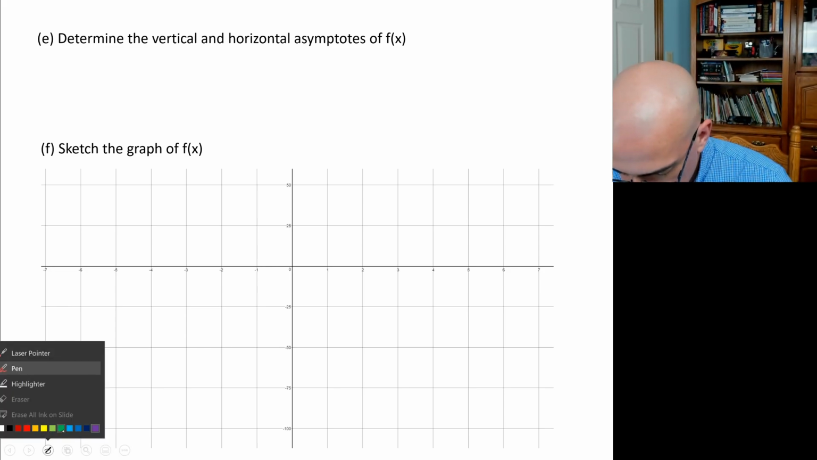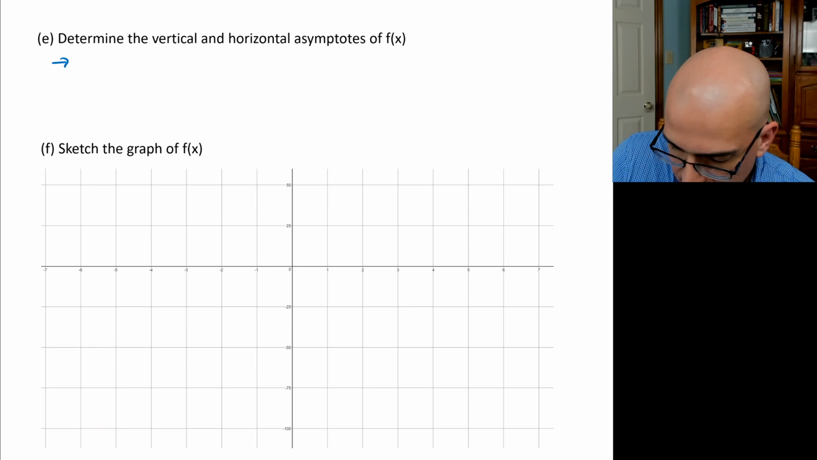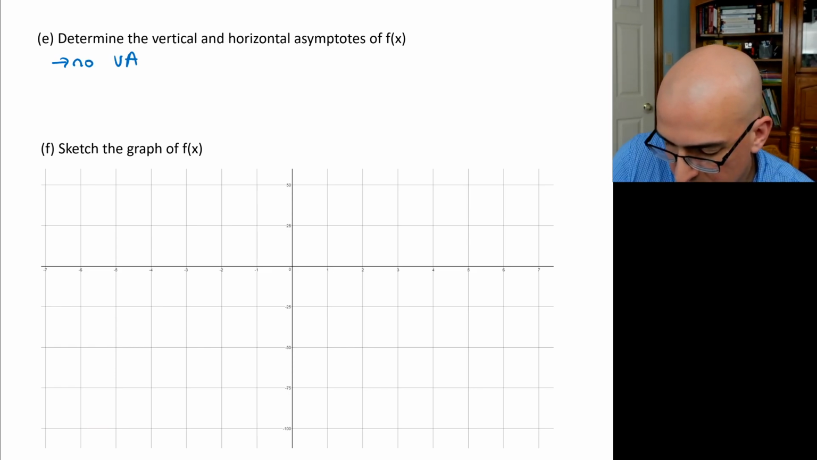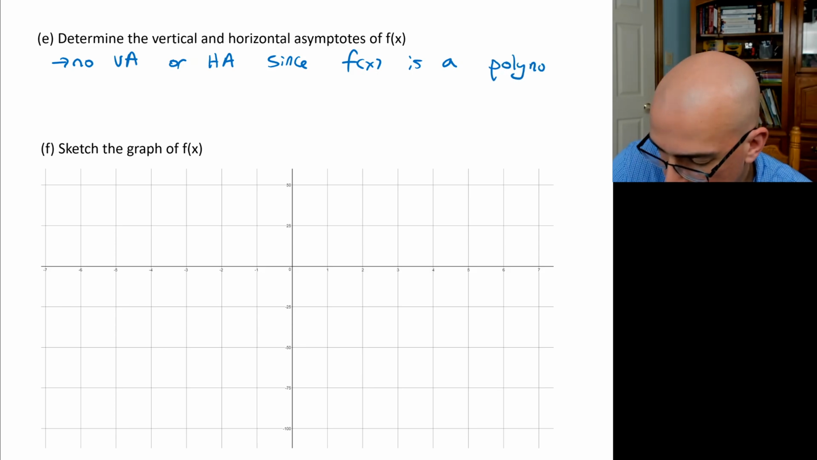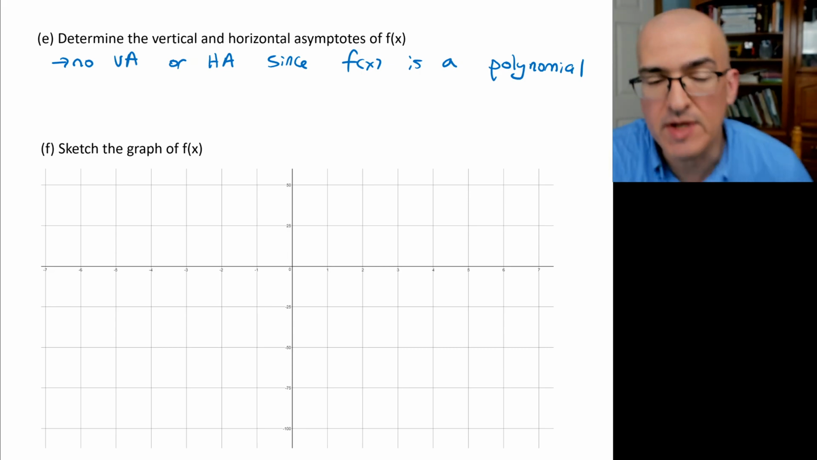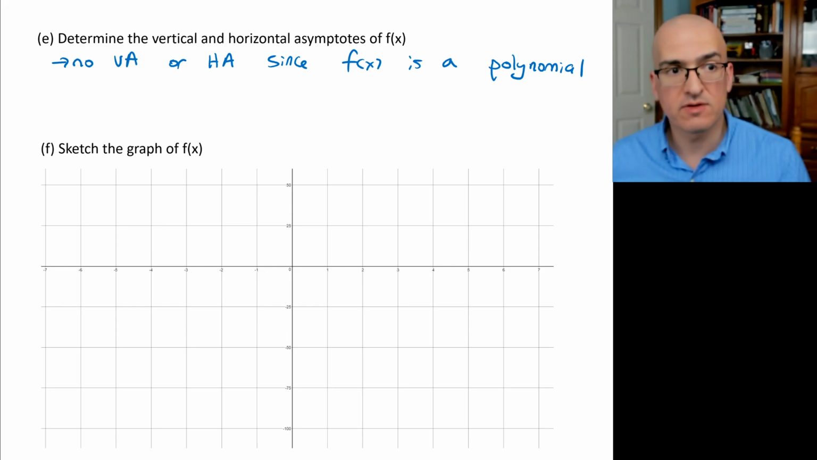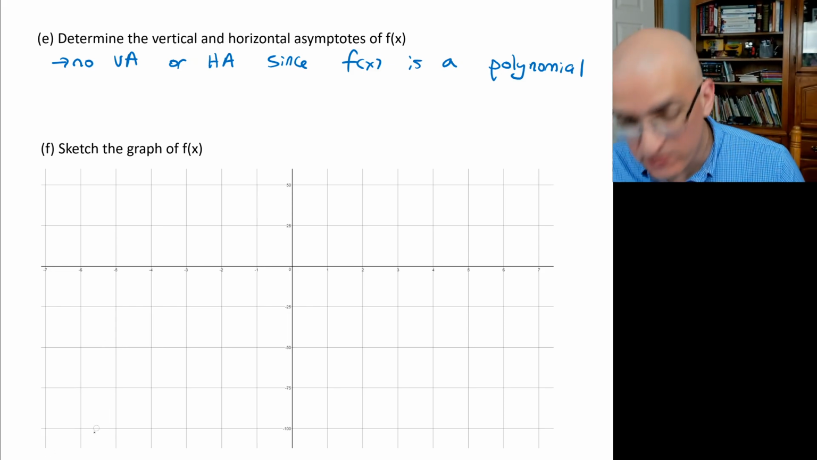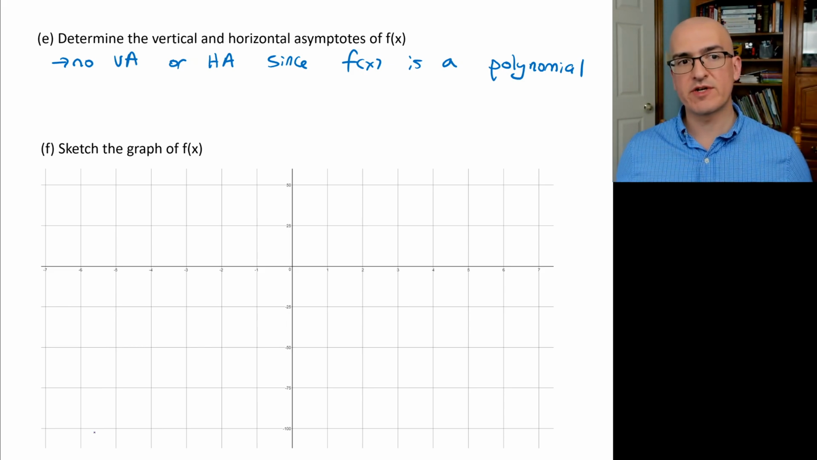So, no vertical asymptotes or horizontal asymptotes since f of x is a polynomial. All right. Everything we've done so far has been a review of earlier material inside Chapter 3. This last question, part F, this is the only new thing. It's how do we take all the information that we just collected and put it together to make a sketch.